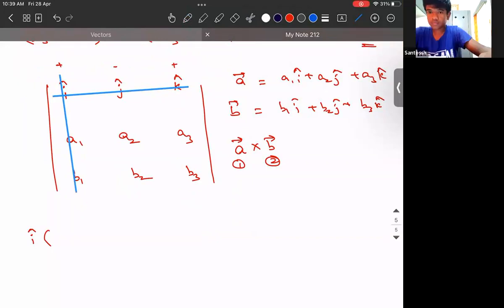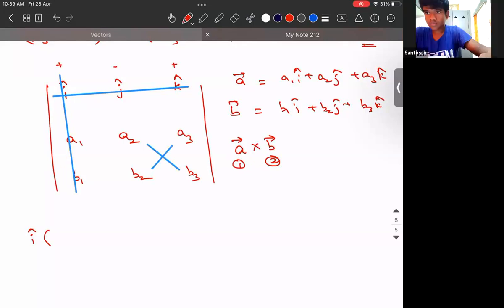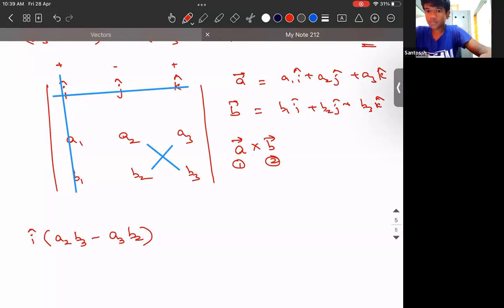You will hide it like this. When you hide it like this, what are you able to see? You are able to see A2, A3, B2, B3. So what you will do is, you will do the cross multiplication between them and subtract them. When you do the cross multiplication, always start from the left. So you'll write A2B3 minus A3B2. So left to right, A2B3 minus A3B2. Am I clear with this point?